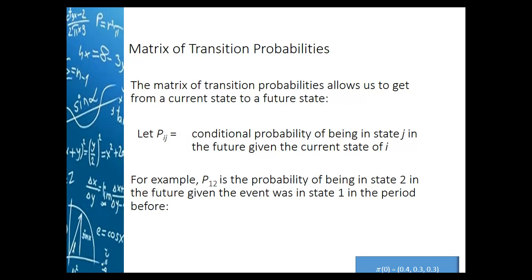Once you have this information, our intention is to construct the transition matrix. How do we construct it? We know we want a matrix, and inside the matrix there are all probabilities, so we need to extract all these probabilities. To do this, I'm going to introduce P_ij, which is the conditional probability of being in state j in the future given the current state i. Why do we call that conditional probability?